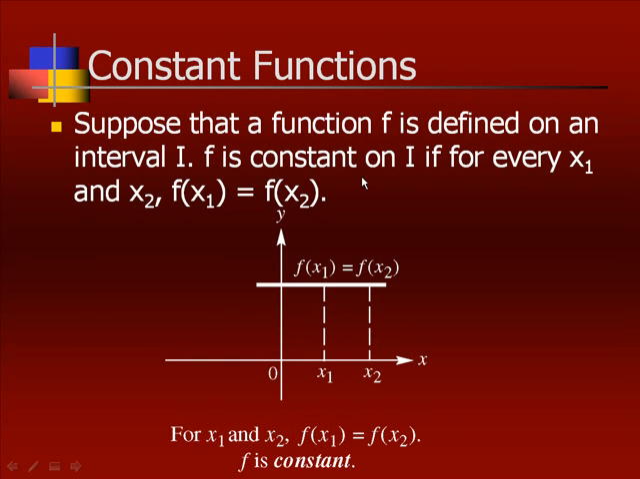Constant functions. Suppose that a function f is defined on an interval I. F is constant on I if for every x1 and x2, f of x1 is equal to f of x2. And what that means is it does not matter which two x values you pick, their function values or their y values have got to be the same, which basically goes back to our constant function that looks like a horizontal line.